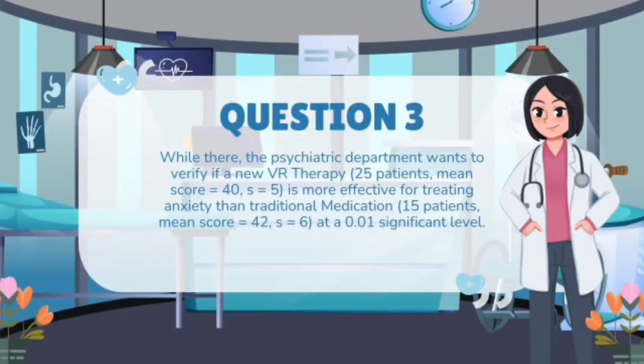This is question 3. The psychiatric department wants to verify if a new VR therapy with 25 patients, mean score of 40 and standard deviation of 5 is more effective for treating anxiety than traditional medication, which has 15 patients, mean score of 42 and standard deviation of 6, at a 0.01 significance level. Now that we know the problem, let's solve this question together.